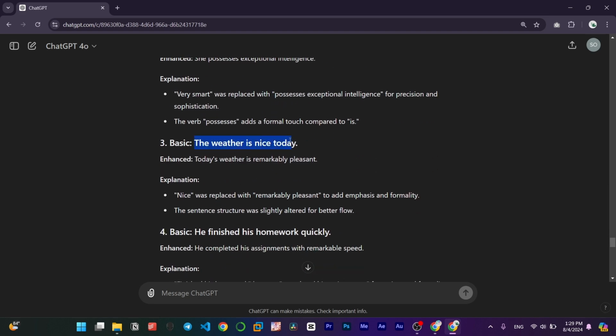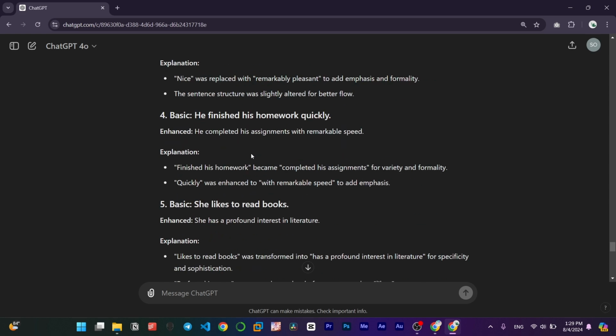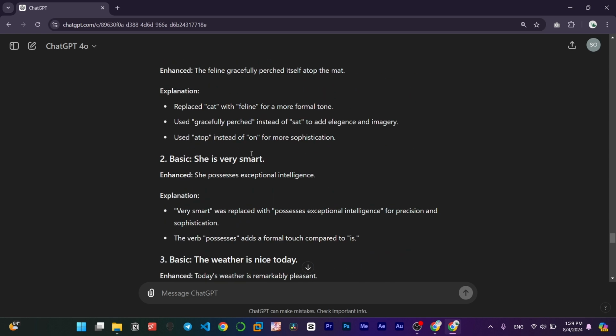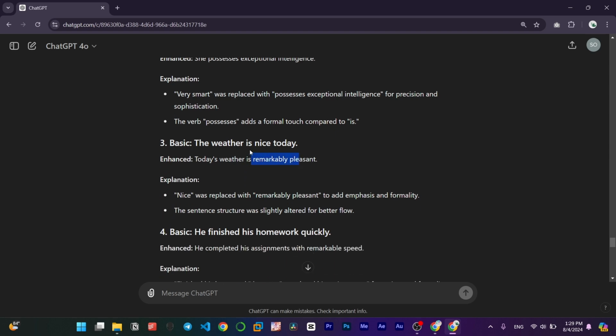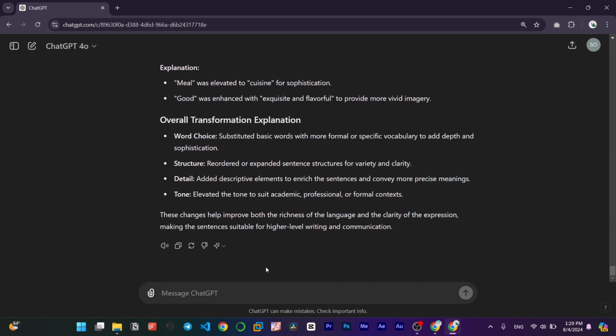And this is great when you see the basic level and immediately the advanced level. So this combination helps you to improve your English, and this is really great. So, today's weather is remarkably pleasant. Okay, this is great. And we can use it for translation too.